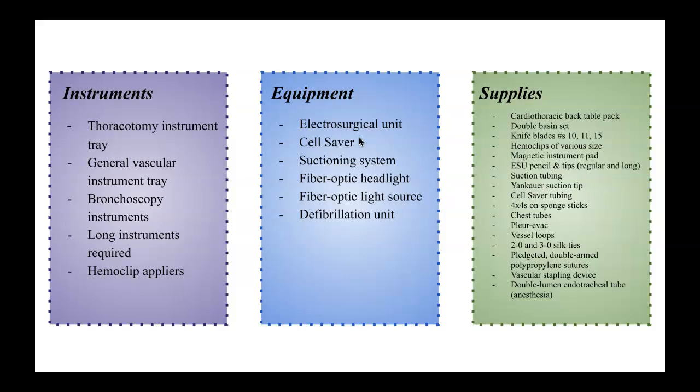Supplies: cardiothoracic back table pack, and all of this that comes with it. A cell saver tubing, 4x4 on sponge sticks, chest tubes, Pleur-evac, vessel loops, 2.0 and 3.0 silk ties, as well as steel wires, pledgeted double arm polypropylene sutures, vascular stapling machine. And this is for anesthesia, but it's pretty important: double lumen endotracheal tube.